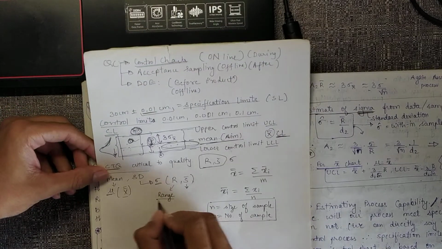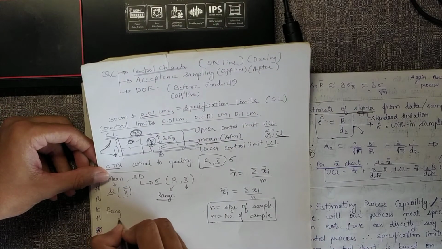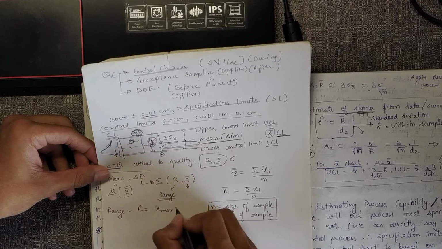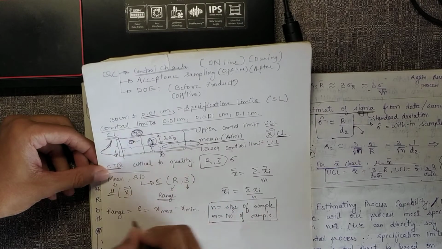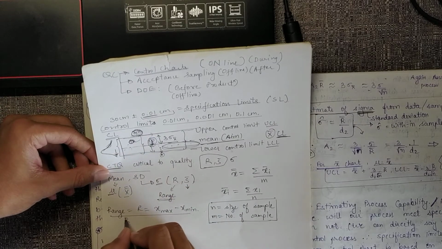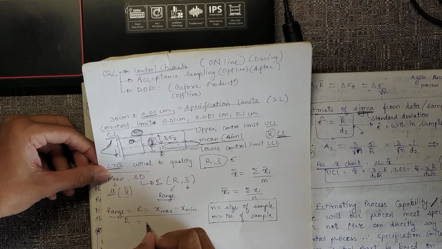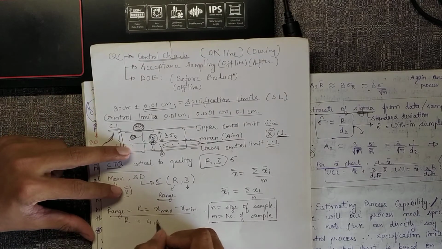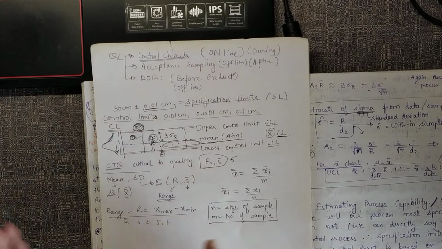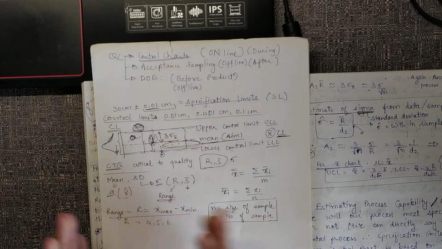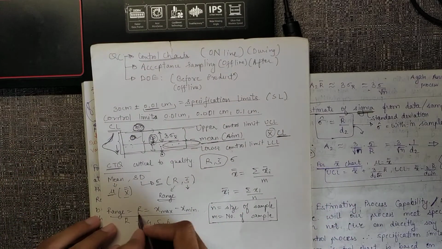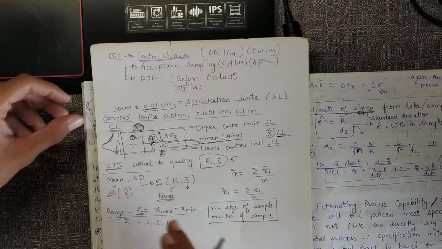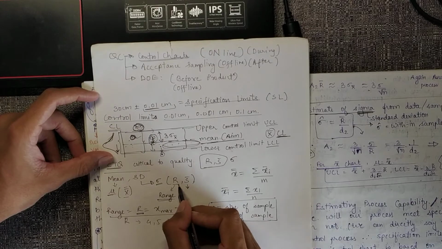So what does range mean? Whatever is the maximum value of our observation minus the minimum value of our observation, and this is generally useful. The R bar chart is useful as long as we have a small sample size, 4 or 5 or 6. If it goes very large, then x max and x min will be very far apart, and then the range will not be a representative parameter for standard deviation. So in that case we shift from the R chart to the S bar chart.